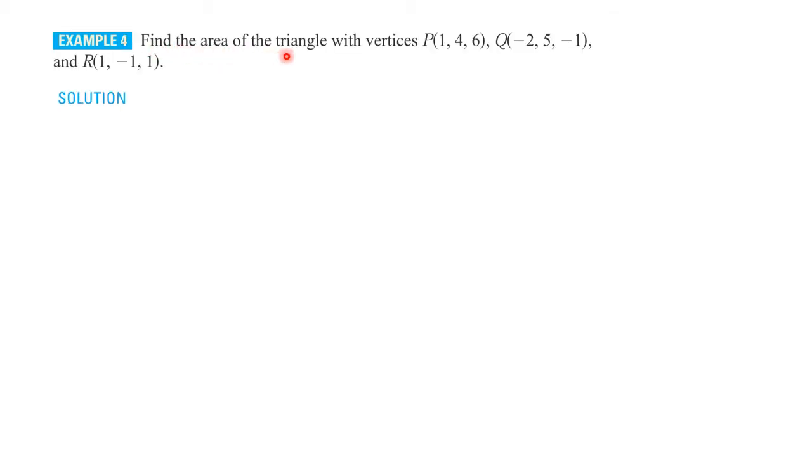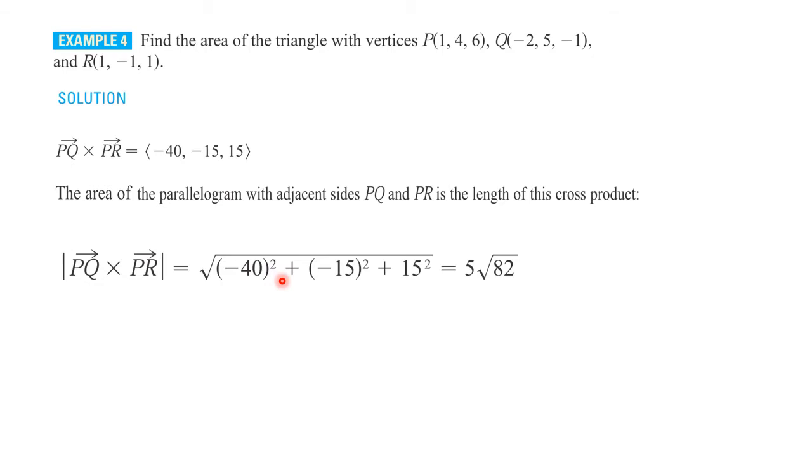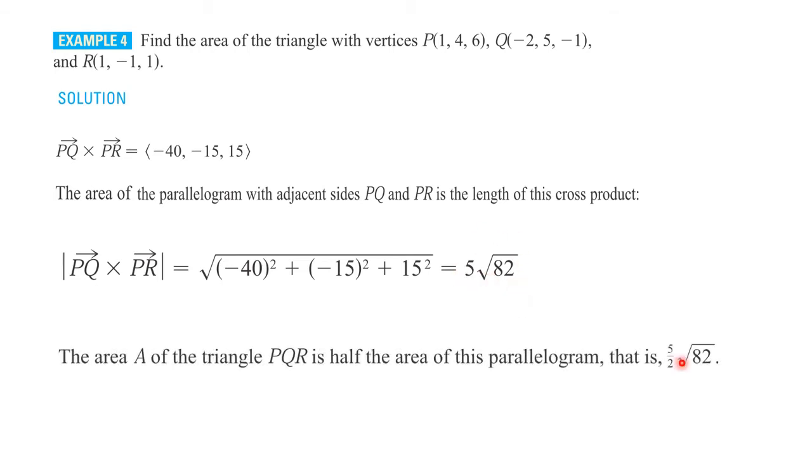Find the area of the triangle with vertices P, Q and R. From the previous question, we have PQ cross PR, which is minus 40, minus 15, and 15. The area of a parallelogram with adjacent sides PQ and PR is the length of this cross product. Minus 40 squared plus minus 15 squared plus 15 squared, simplify, it will get 5 root 82, and the area of the triangle is half of this, which means 5 root 82 divided by 2.